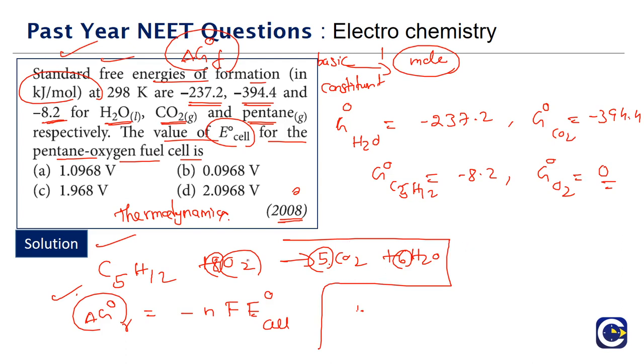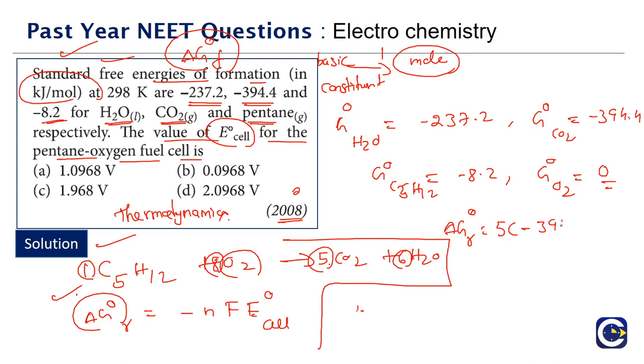Now for the overall reaction, what is the overall reaction? In the product we have 5 moles of CO2 and 6 moles of H2O. In the reactant we have 1 mole of pentane and 8 moles of O2. Means del G naught for the reaction is equal to what? 5 times of CO2. CO2 is what?